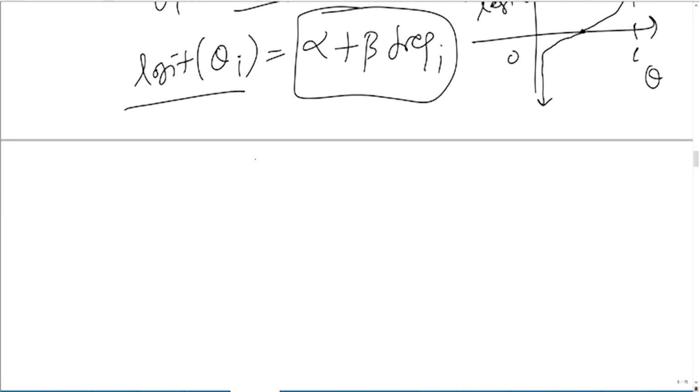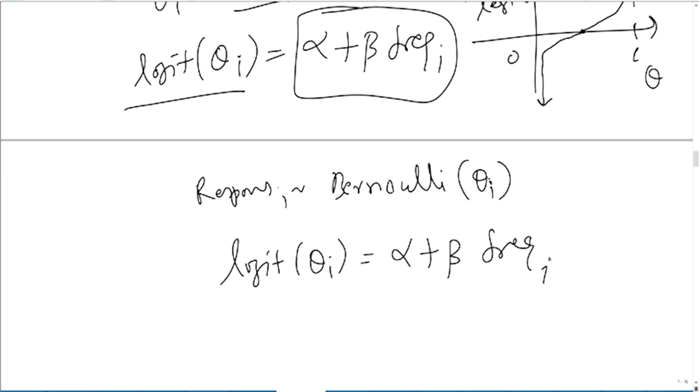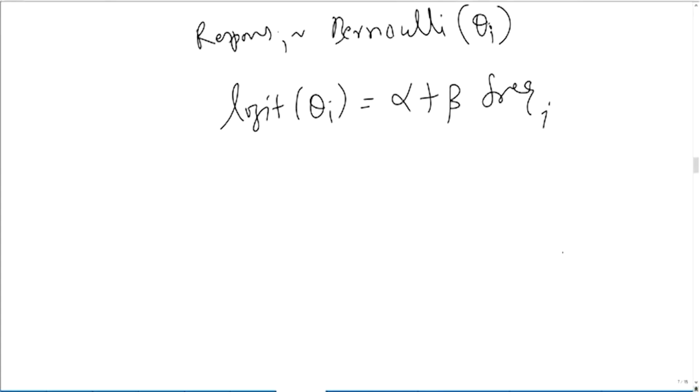So how do we write logistic regression finally? That the response in the ith trial comes from, let's say, a Bernoulli distribution with underlying probability of success theta i, or probability of correct response theta i, where logit of theta i equals alpha plus beta into frequency i. Okay, now this is how you can write a logistic regression. Okay, so let us see this in R.